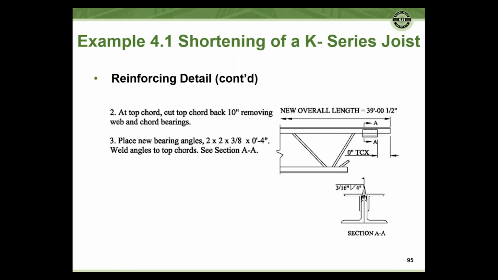So we're going to use, as we said, 2 by 2 by 3/8 angles. We're going to use them 4 inches long, and we're going to provide section A, where we show a 3/16 fillet weld, welding the 2 angles together. We do have a weld here showing the 2 angles welded together. It's not really a fillet weld, it's more a seam weld. It's a good idea to put that.